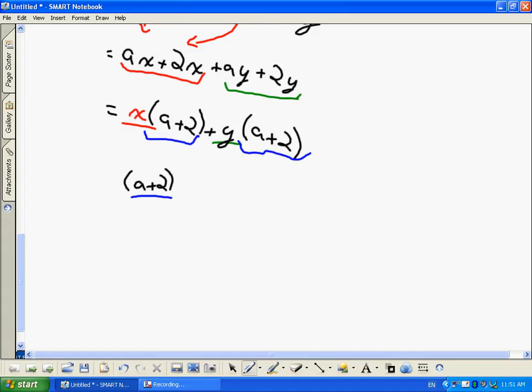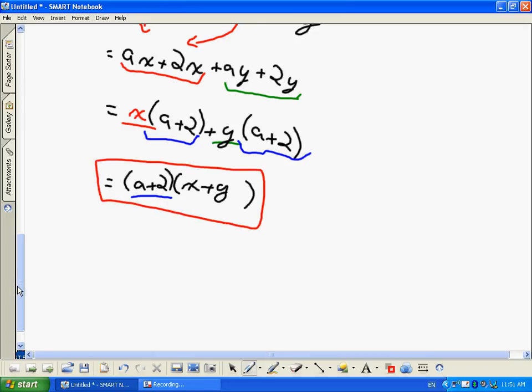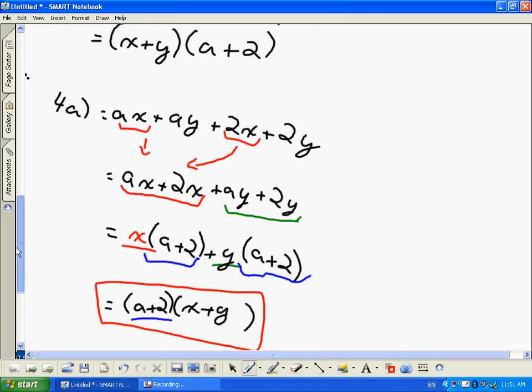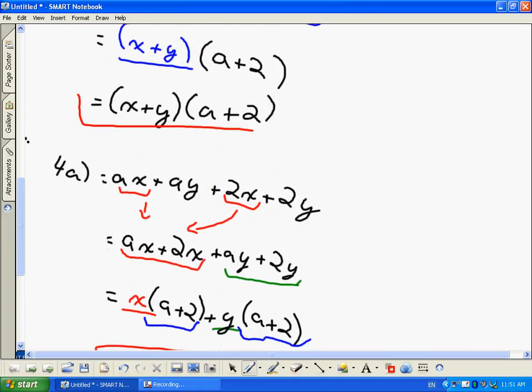A plus 2 goes to the outside. And in my other set of brackets, whatever's left, we have our x plus y. So if you notice, our final answer here is the exact same as our final answer here. I'm able to get both in the screen.